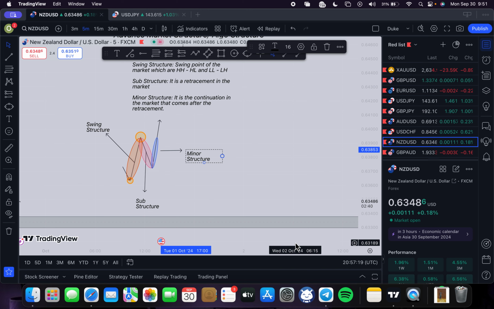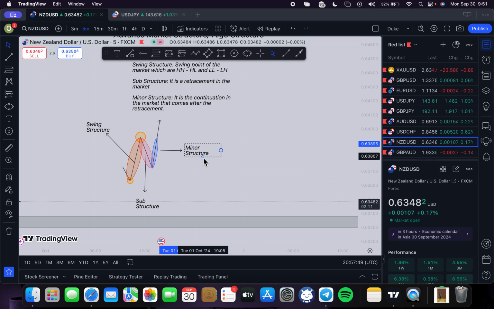So, in our swing structure right now, first of all, you need to know that this entire leg is your swing. And also, in between the swing structure, there is a minor structure. You get, in between a swing structure there is a minor structure, but know that the overall trend is your swing structure. That's the first step to identifying your swing.